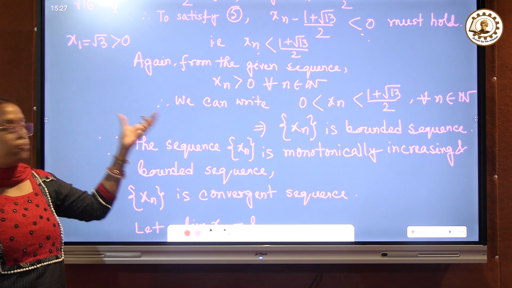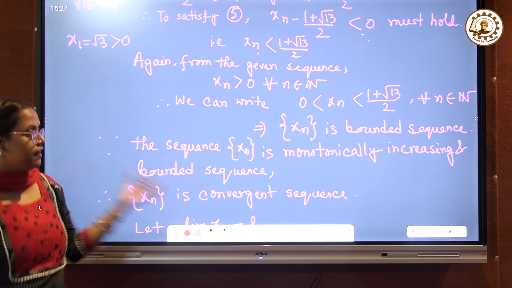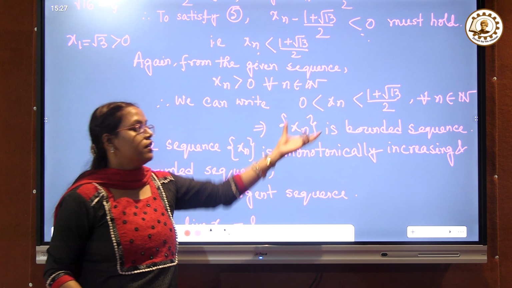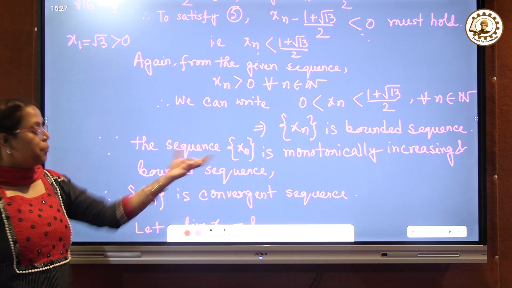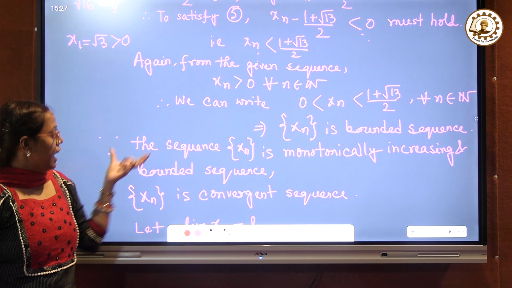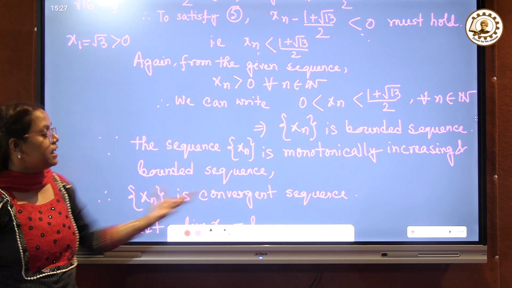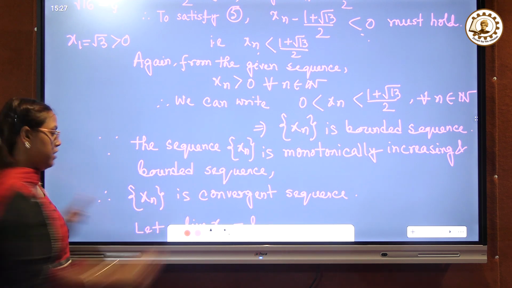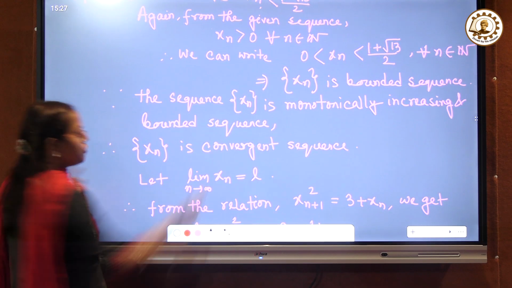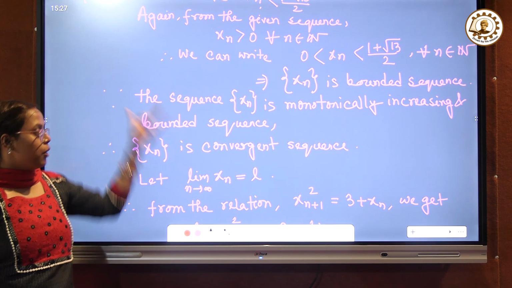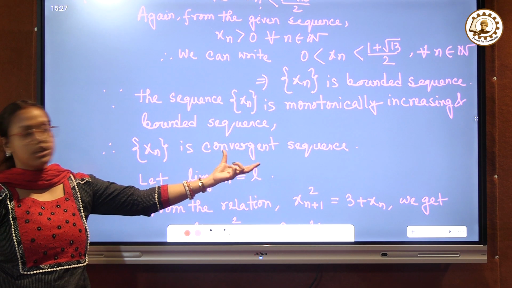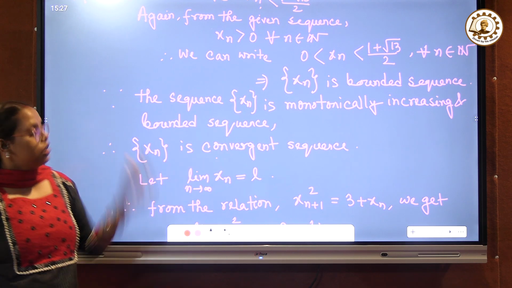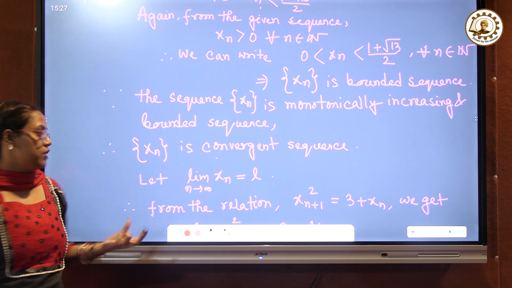Now first we have proved that the sequence is monotonically increasing, and now we have proved that the sequence is a bounded sequence. And hence we can write x_n is a convergent sequence because both conditions are satisfied. Okay? So the first part of the problem is solved. x_n is a convergent sequence, which we have proved. Now we have to find the limit of the sequence.